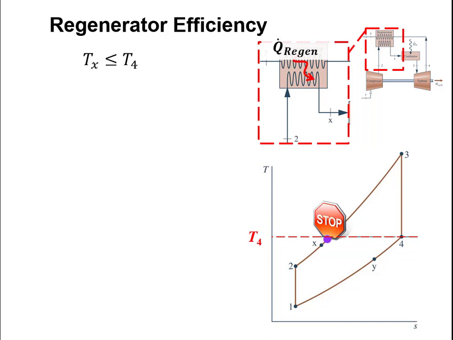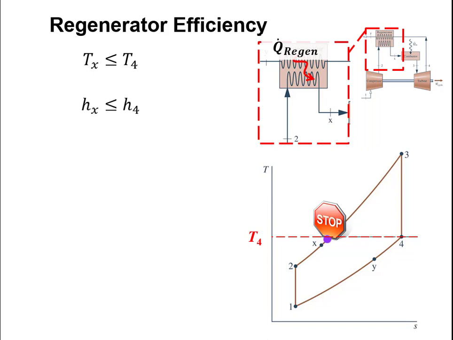So if we think of this temperature that we're exhausting at state 4, that's kind of like the temperature in an oven. So if you put, say, a frozen pizza or something into an oven, it can only heat up to the temperature of the oven. It can't heat up any further than that. So the maximum amount of regeneration we could have would be if the temperature at state X was equal to the temperature at state 4.